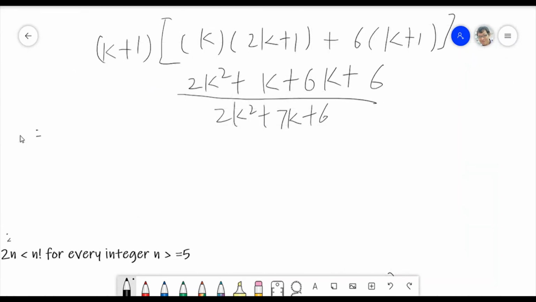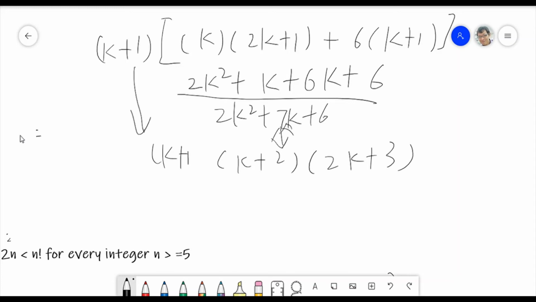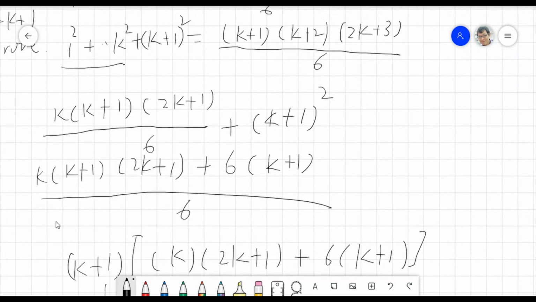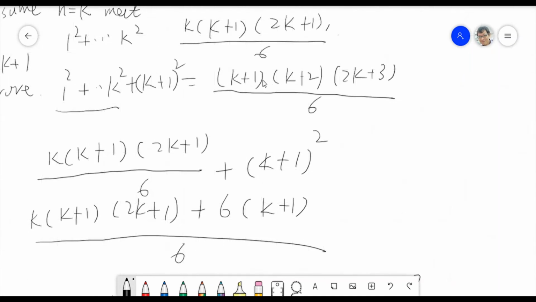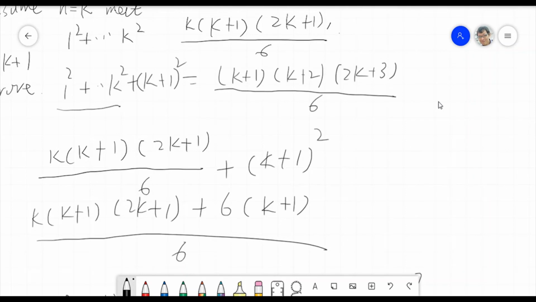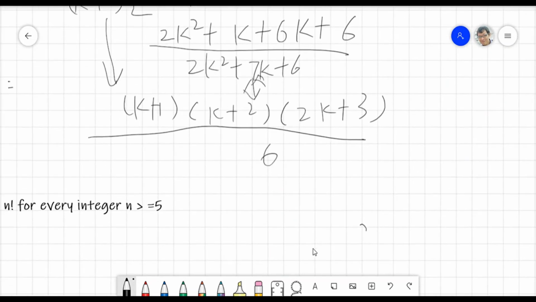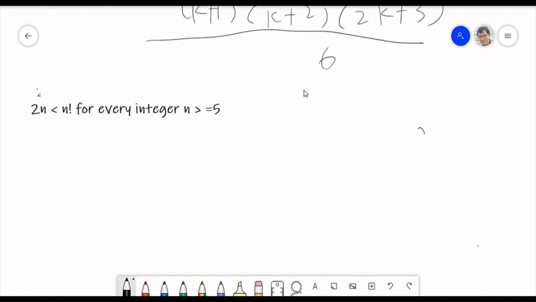Can this be written as k plus 2 times 2k plus 3? Yes, of course, it's exactly right. So we just copy this one down: k plus 1 times k plus 2 times 2k plus 3, then divided by 6. So let's go back to see: this is exactly the same as what we want to prove. So we proved it.